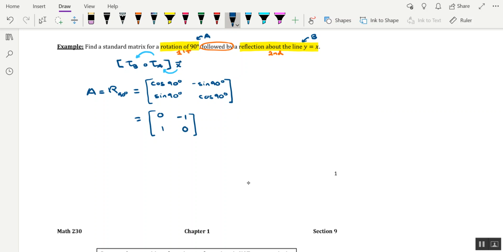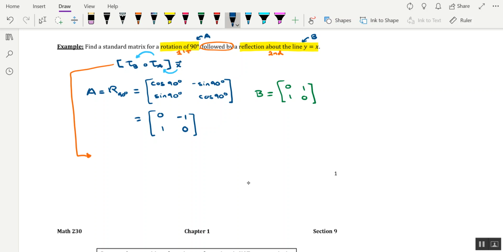The matrix B that we want to use is a standard 2 by 2 matrix for reflection about the line y equals x. The first row's entries are 0 and 1. Second row's entries are 1 and 0. So with that said, we're now in a position to form this standard matrix.